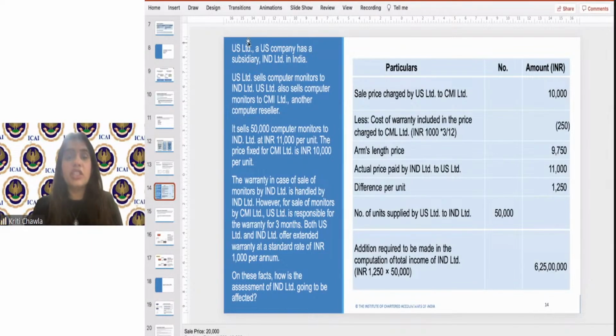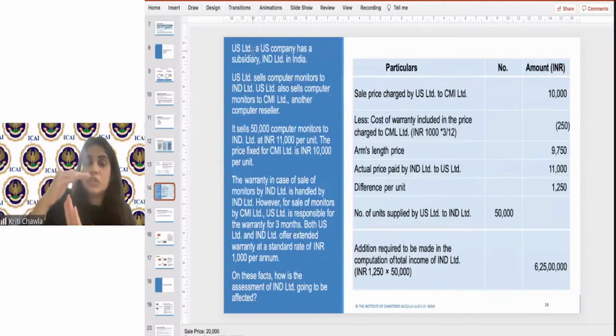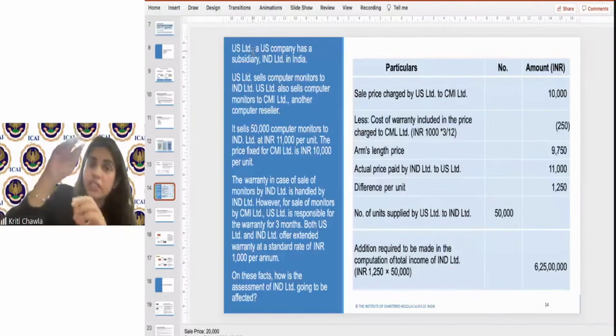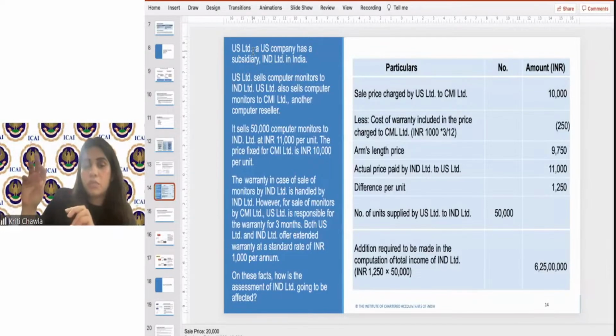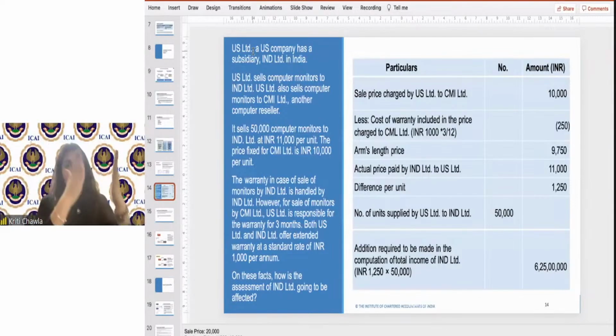So in this particular question, there is a US Limited. It is a US company and it has a subsidiary in India, which is called IND Limited. Now, US Limited sells computer monitors to IND Limited, that means it is selling to the Indian company. It is also selling computer monitors to CMI Limited. This is also an Indian company, but it is not related. So there is a US entity selling to a related party, its own subsidiary, and to an unrelated party. So, an AE situation and a non-AE situation.